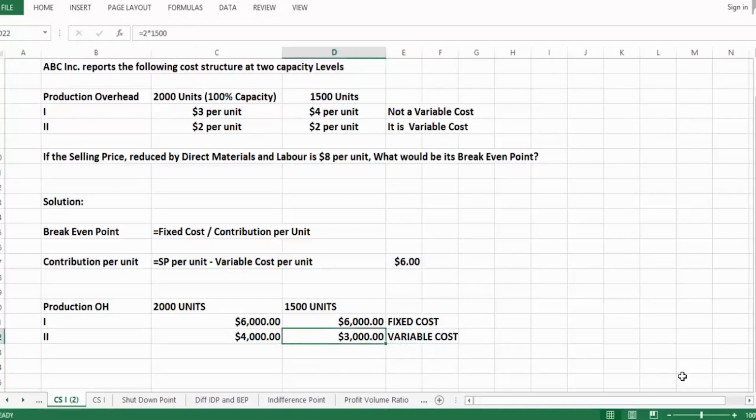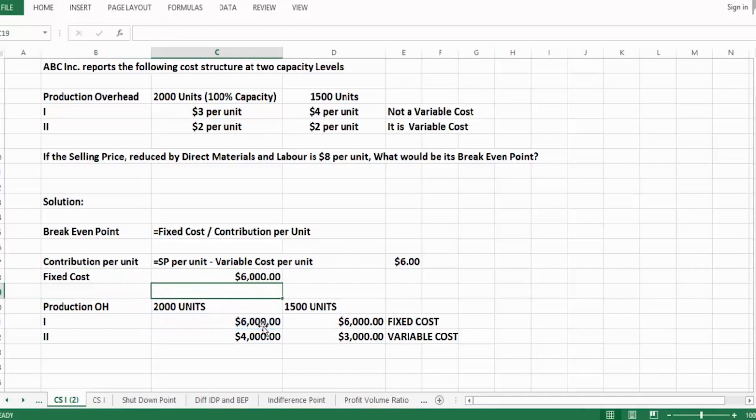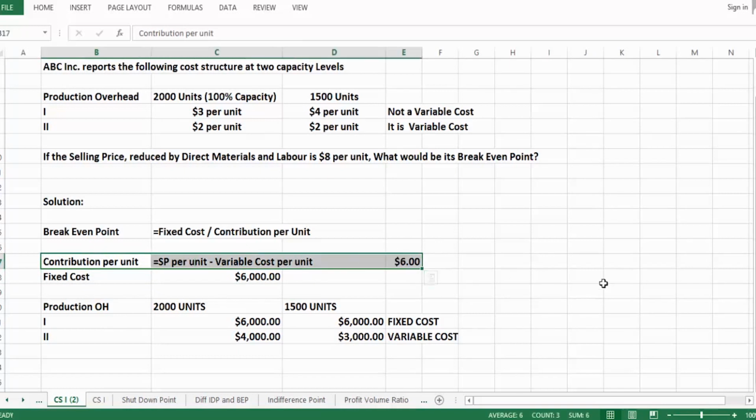So what you can understand here is, let your production be 2000 units, let it be 1500 units, your production overhead one cost is same, so it is a fixed cost. So now you have information about the fixed cost. It is $6,000. So I'll write here, fixed cost is $6,000. So you have information about your fixed cost, that is $6,000. You also have information about your contribution per unit, which is $6 per unit.